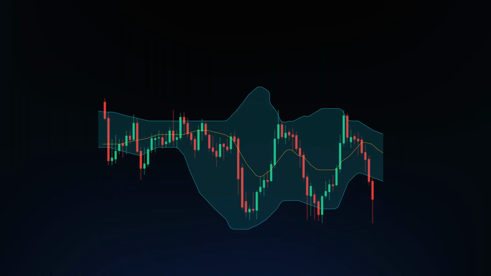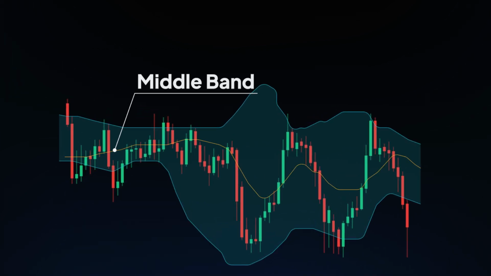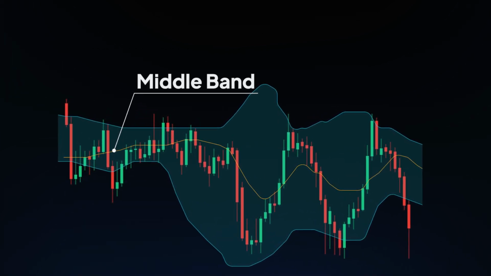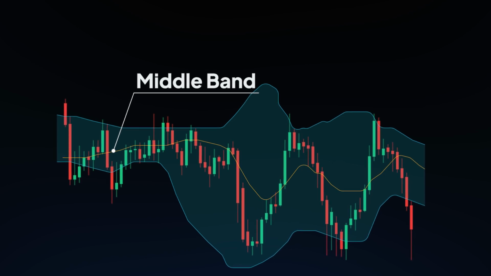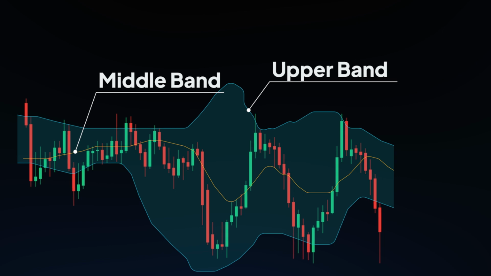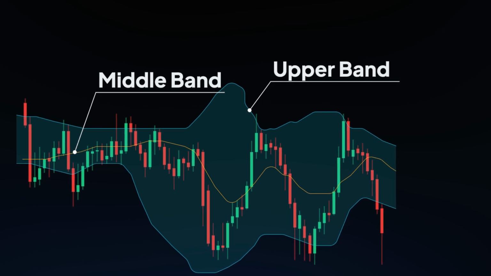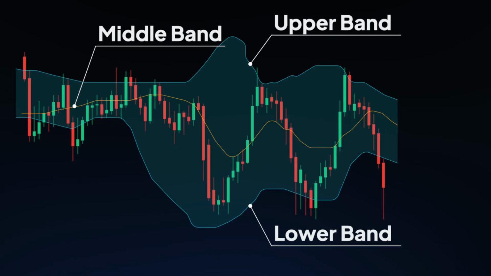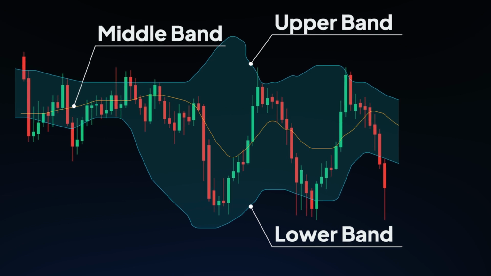At their core, Bollinger Bands cover three key components. The middle band. This represents the 20-day simple moving average of the closing prices. The upper band. This shows the number of standard deviations, usually 2, above the middle line. The lower band. This shows the number of standard deviations below the middle line.